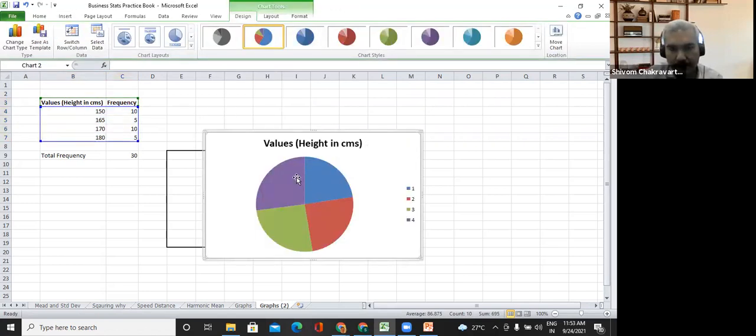So here you can see this category 150, which is almost twice in area compared to the other. So this is 150, which constitutes 23% of the area. This is 165.